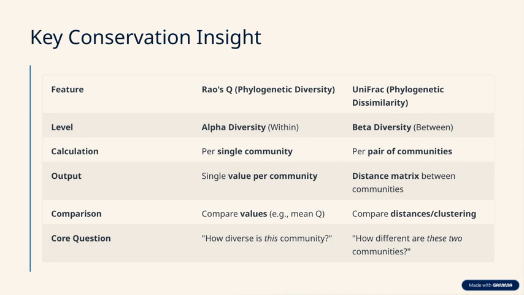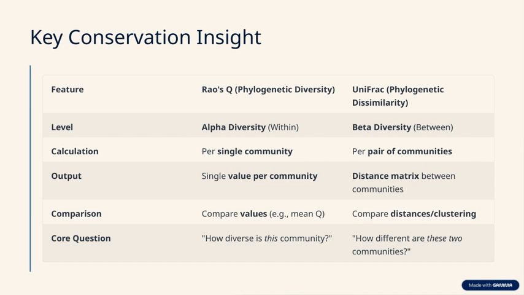The outputs reflect these differences. RAW-Q gives us one value per community, while UniFrac provides a matrix of distances between communities. This allows us to make meaningful comparisons, whether it's looking at the average diversity across communities or understanding how distinct two communities are from each other.